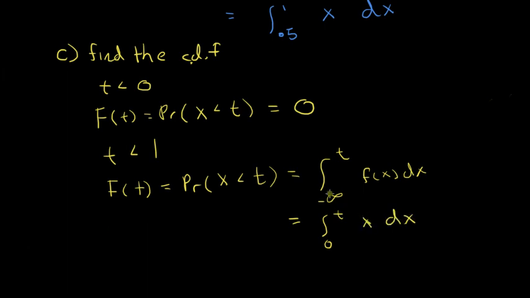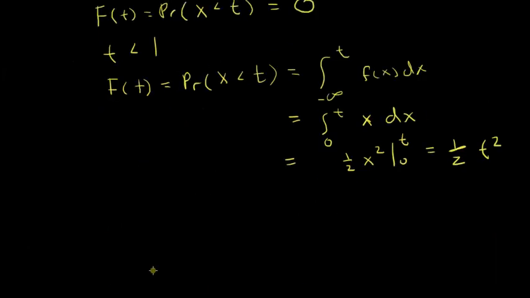Now, why did I go from -infinity and then now I'm saying 0? Well, because if I integrate from -infinity to 0, it's just integrating 0 because the function just takes the value of 0. So I don't need to write that. All right, so this equals 1/2 x squared evaluated from 0 to t, which is 1/2 t squared. Okay, so now let me do another last interval, less than 2.